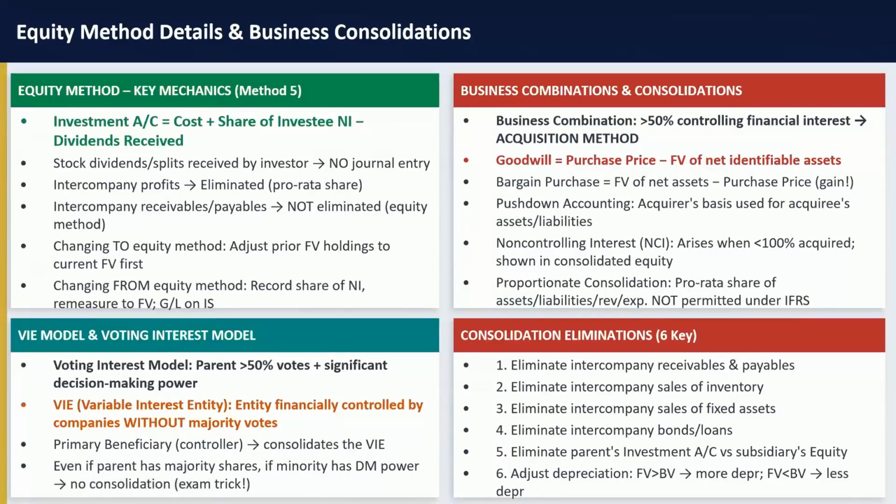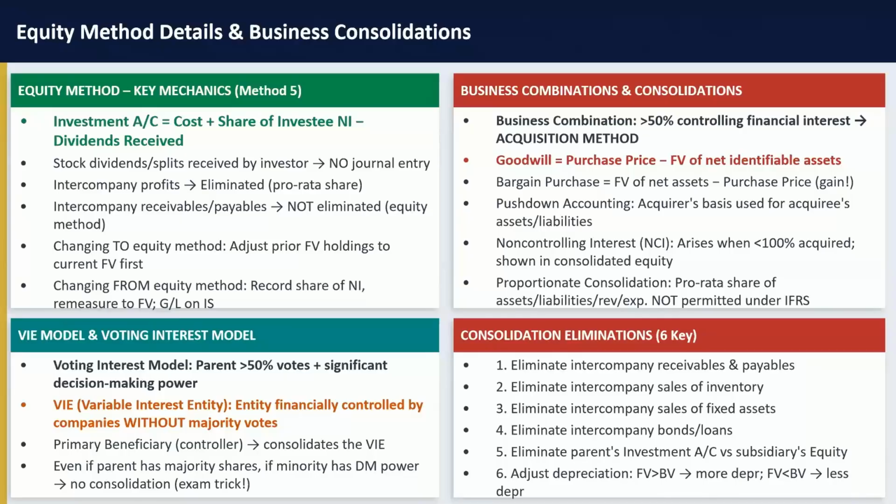Next up, we will have to understand more about the equity method. Okay. So now what happens here? These are the major points that we should remember. Investment account calculation, we came to know: cost plus share of investee net income minus dividends received. If there are any stock splits or stock dividends received by the investor, no journal entry. You should stick all these points in your memory. Stock dividends, stock splits leave no journal entries. Okay. Intercompany profits will be eliminated. Intercompany receivables and payables are not eliminated.